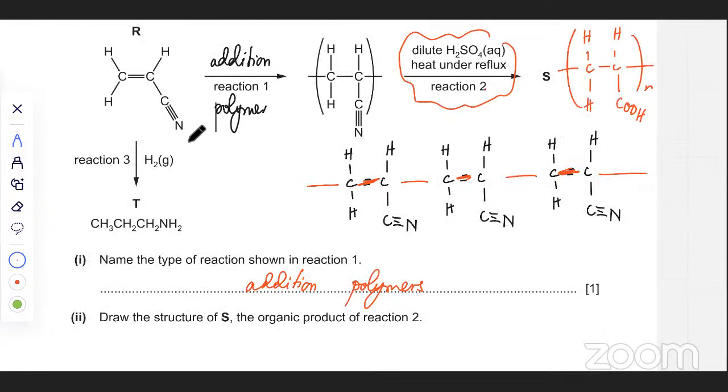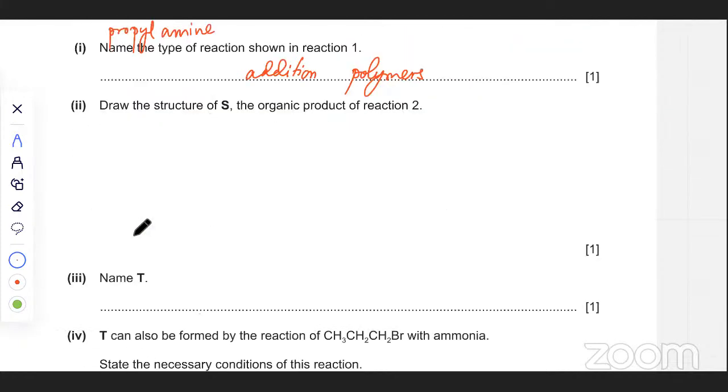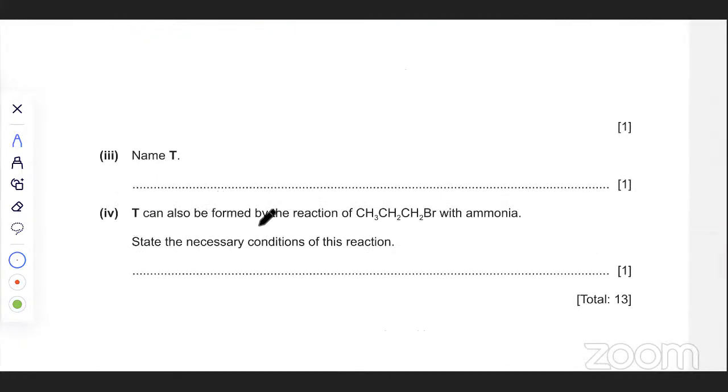T, they're adding H2 gas. When you add H2 gas, H atoms get attached to the double bonds over here, and H atoms get attached over here. This one is propylamine. So they were asking you to name this molecule. So that's propylamine. And T can also be formed by the reaction of CH3CH2C with ammonia. State the necessary condition for this reaction.